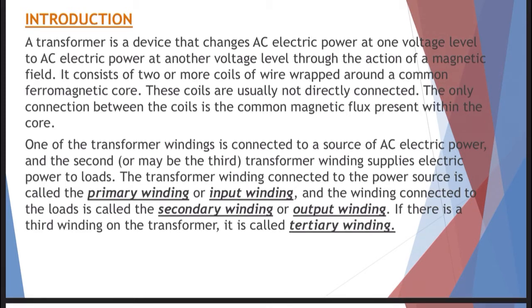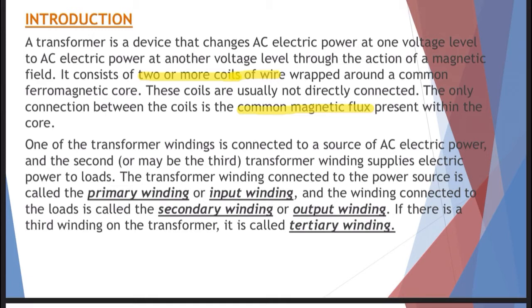It consists of two or more coils of wire wrapped around a common ferromagnetic core. These coils are usually not directly connected. The only connection between the coils is the common magnetic flux present within the core. So there is no physical connection between the two coils.